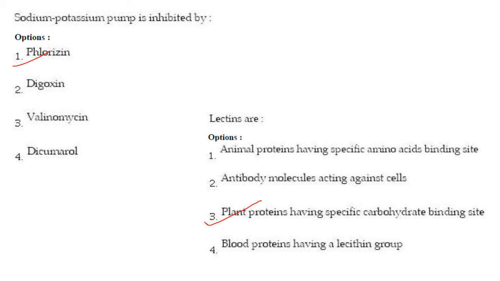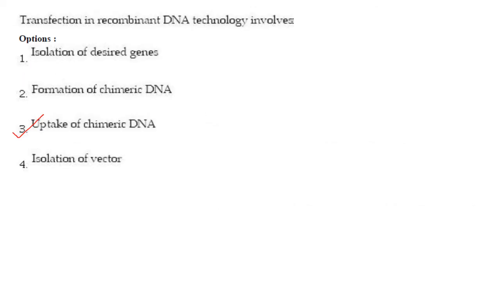Next one, lectins are animal proteins having specific amino acids binding site. Option 2, antibody molecule against cells. And option 3, plant proteins having specific carbohydrate binding site. Option 4, blood proteins having a lecithin group. Answer is option 3, plant proteins having specific carbohydrate binding site.